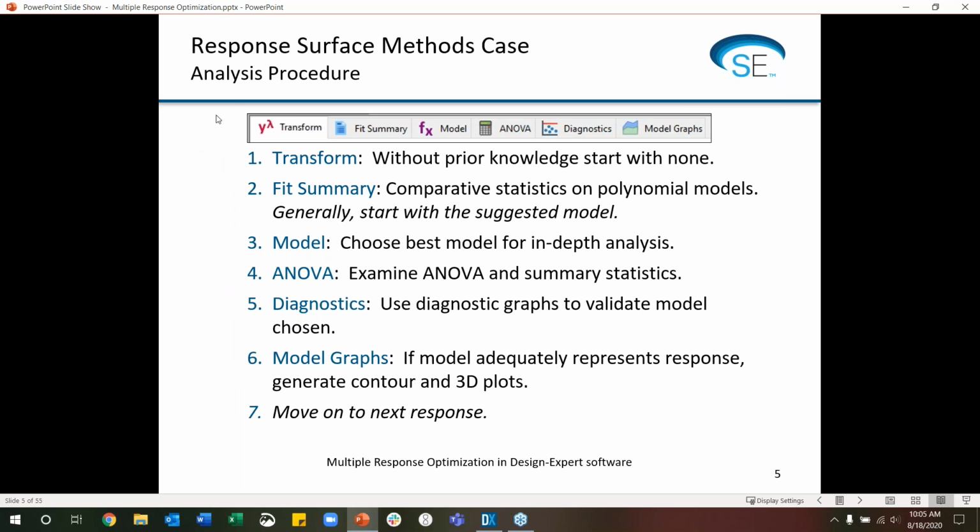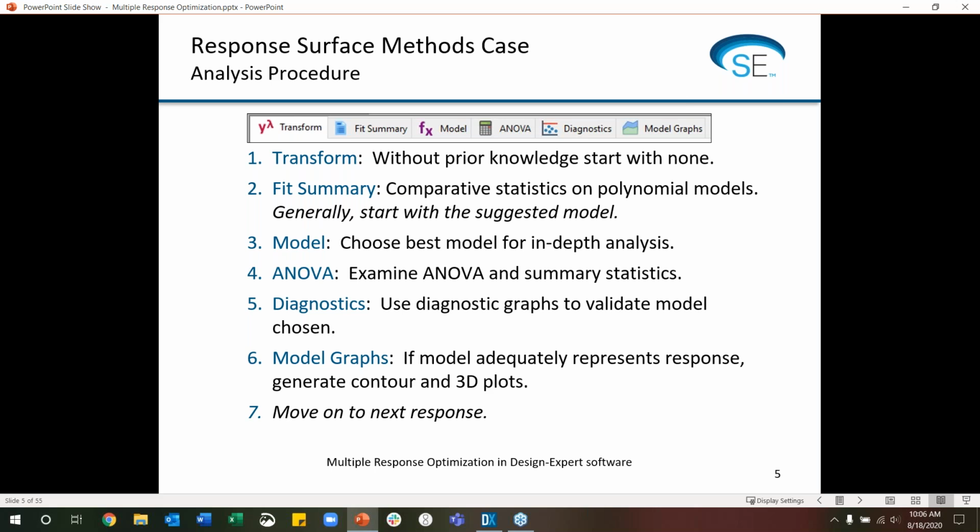When you go through and do your analysis, the basic procedure is to generally start with no transformation. We usually don't know that we need one right off the bat. Then if you are doing a response surface design like this one, you would look at the fit summary. The fit summary is a great place to look at comparative statistics. So you can compare the linear model, the quadratic model, potentially a cubic model if you're able to fit it. But in general, we say start with the suggested model. The software has a little algorithm built into it to provide a suggestion based on these statistics.